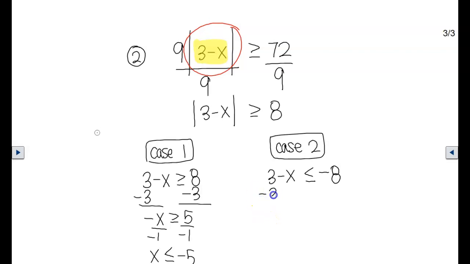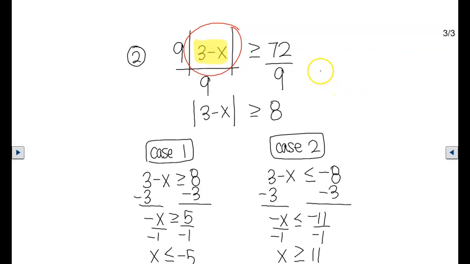To solve case 2, we would subtract 3. We get negative x is less than or equal to a negative 11. We'll divide each side by negative 1, which will make us flip the inequality sign. So x is greater than or equal to a positive 11.